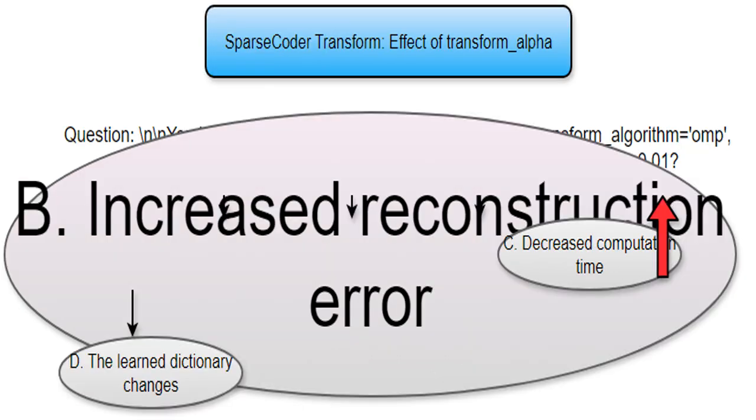Because I'm forcing super sparsity by lowering transform_alpha, I'll likely lose some detail. The reconstructed signal won't match the original as perfectly as before. It's like trying to reconstruct a picture using very few pixels. You'll lose the finer details. It's a trade-off between sparsity and accuracy.